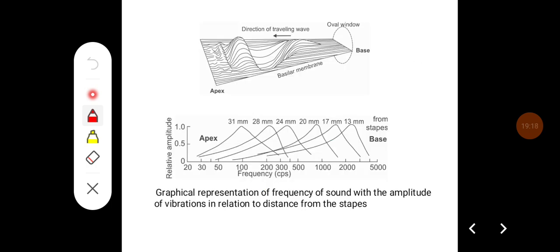So this diagram shows the place principle, that the base is going to detect the higher frequency sound waves, whereas the apex is going to detect the low frequency sound waves. That is, the hair cells around the base are sensitive to only high frequency sound waves, whereas hair cells which are present in the apex are sensitive to the low frequency sound waves.